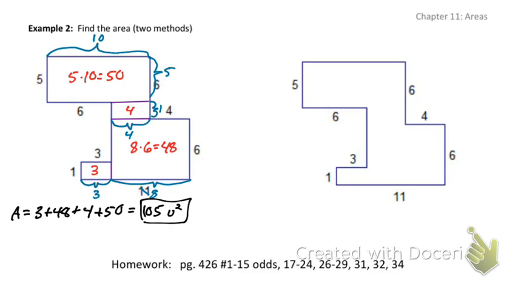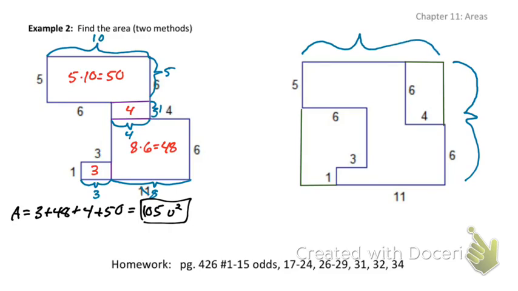Here's the other method. Turn it into one big rectangle and subtract all of the extra stuff away from it. So my example is going to happen over here. Let me just use green. So if I wanted to make this a giant rectangle, I would do something like this. And then I would try to get this measure here and get this distance here.